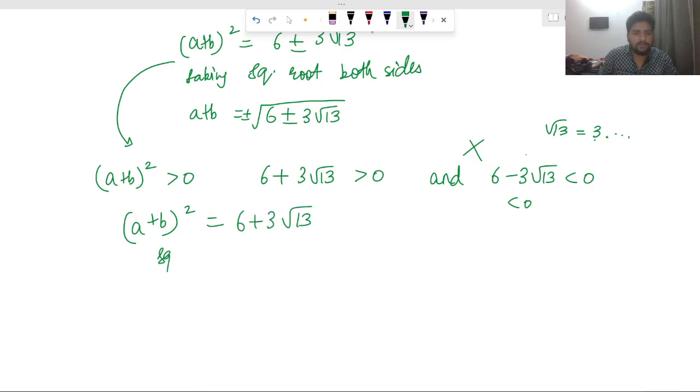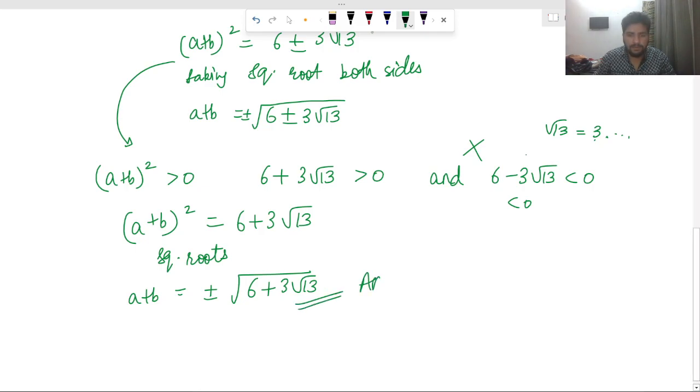Now if we take the square roots, this will be a plus b equal to plus minus square root of 6 plus 3 root 13, which will be our simple answer.